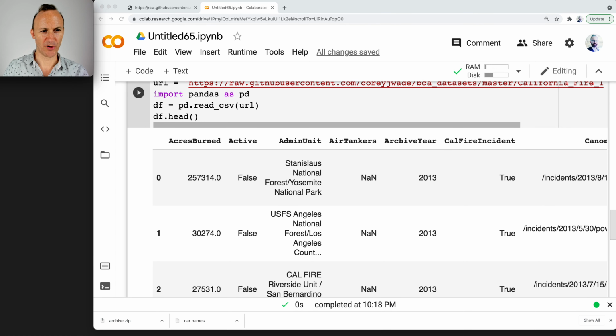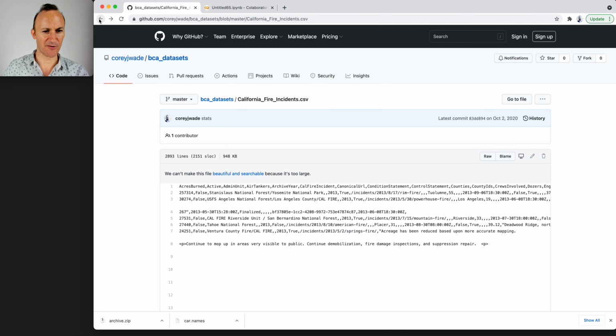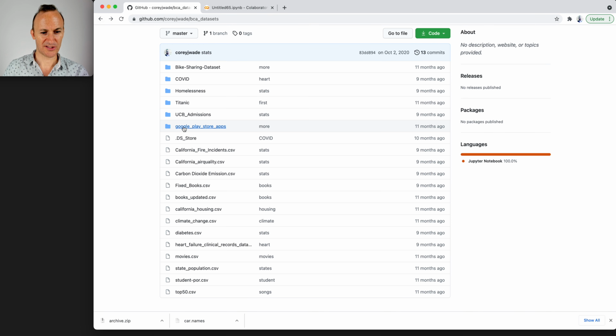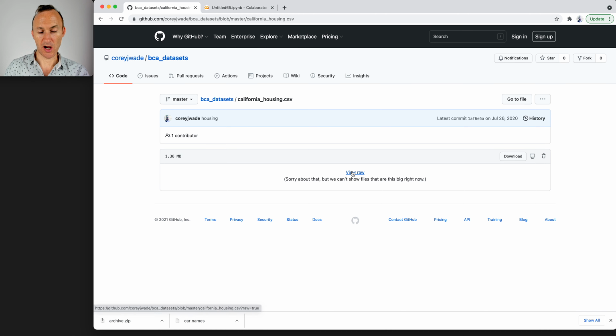Let's take a look at one more example. Let's go back to the BCA GitHub file page here and let's stick with the California theme. How about this California housing.csv? Let's look at this one. View raw.